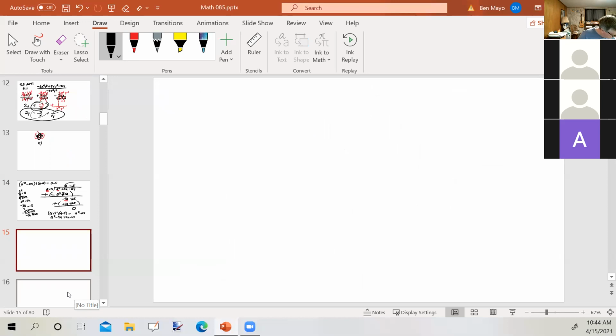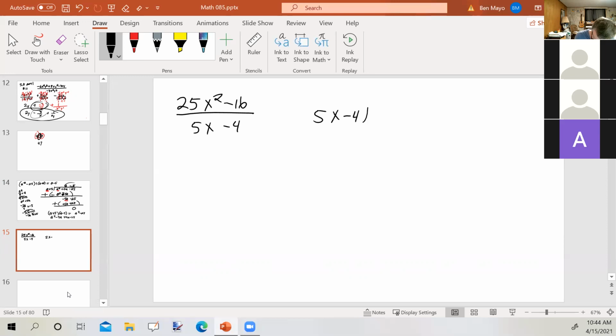Let's see here. 25x to the second power minus 16 divided by 5x minus 4. So outside, I'm going to have 5x minus 4. Inside, I'm going to have 25x squared plus 0x minus 16.